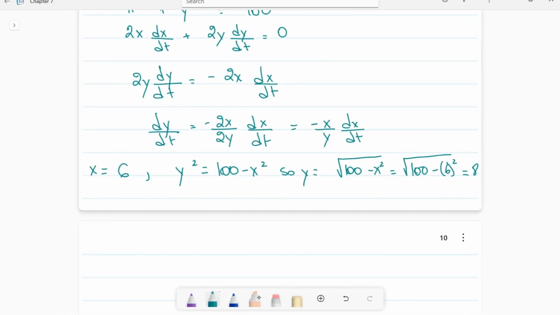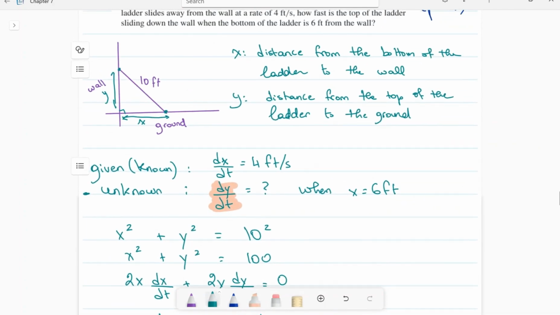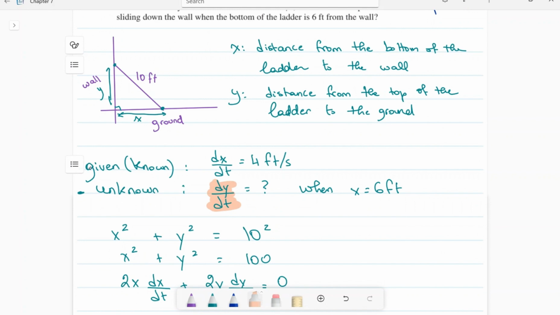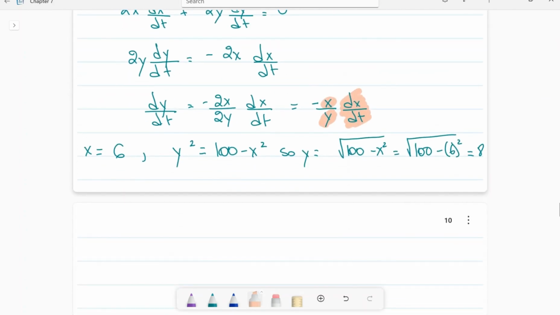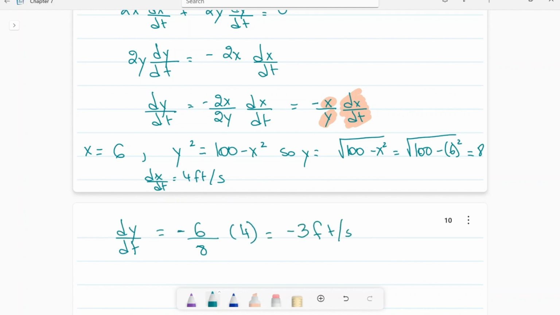So now we know x, we know y, we are missing dx dt. What is dx dt? Let's look up where we wrote our given. It's given to us that dx dt is equal to 4 feet per second. So let's plug all of this in. So dy dt is negative x, which is 6, divided by 8, which is y, times 4, which is dx dt. This gives an answer of negative 3 feet per second.